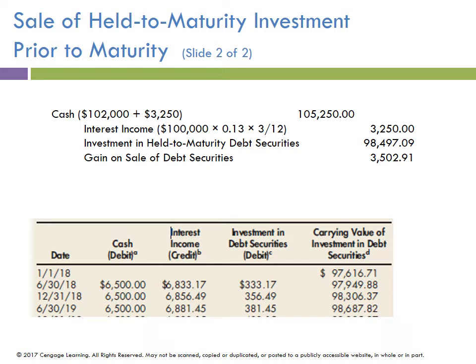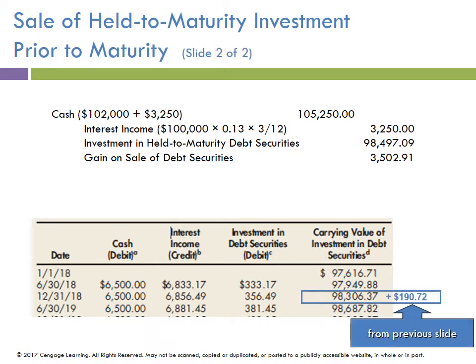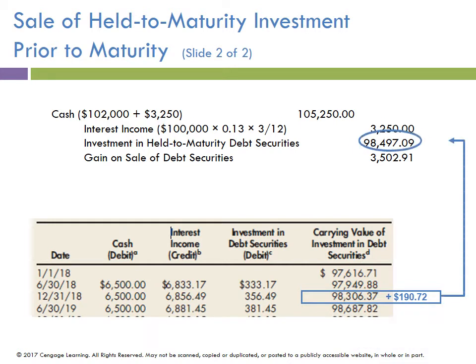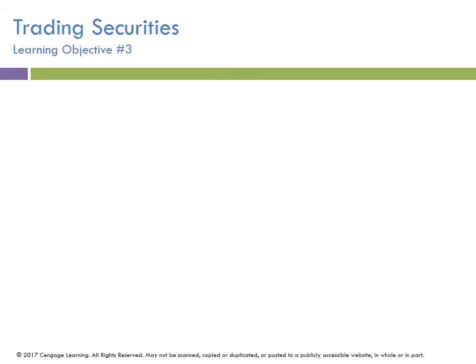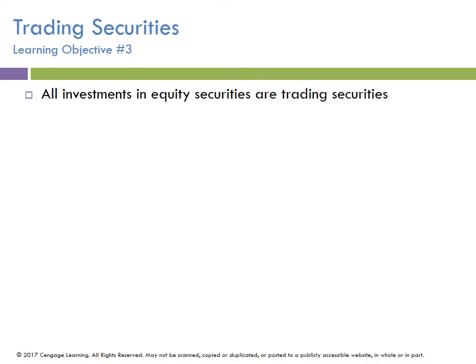So the difference is the gain on sale of a debt security, the difference between what they receive in cash of $102,000 minus the carrying value of $98,497.09. The difference is the gain on the sale of the investment. So that's how we handle held to maturity investments, which are bonds. When you buy them as an investment, and you hold them till they mature.